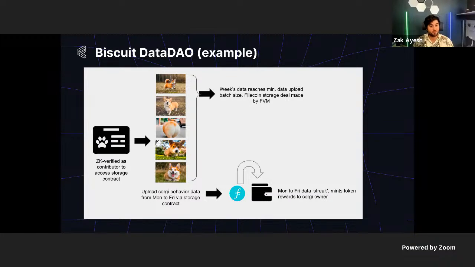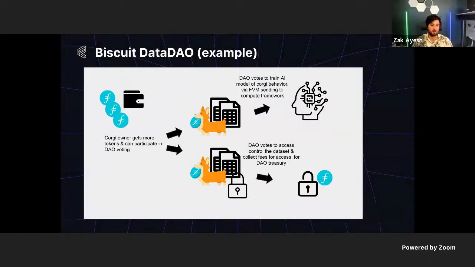But these contributors, either way, they can upload data to the DAO throughout the week, and they can be minted tokens to reward corgi owners, right? And so this DAO could crowdfund money like Phil, or they can mint their own token for the DAO and reward people as they upload data to the Filecoin network, data that the DAO finds particularly useful. In this case, maybe health data on corgis, right? So as corgi owners participate in the DAO, they can get more tokens and further participate in DAO voting.